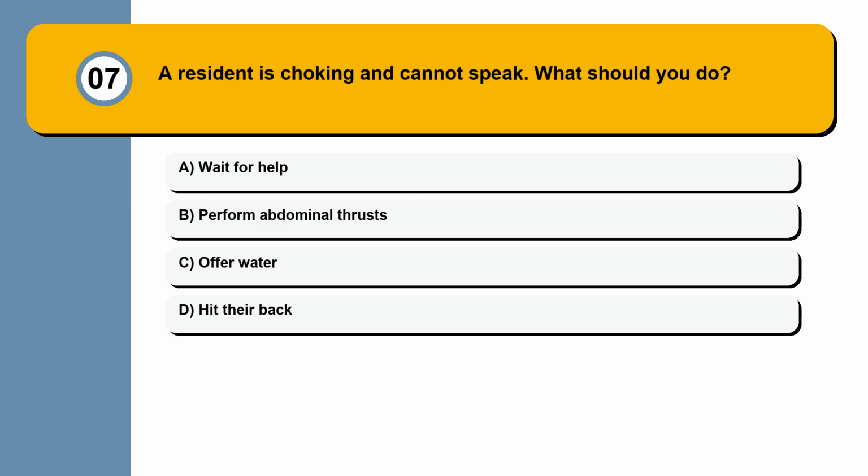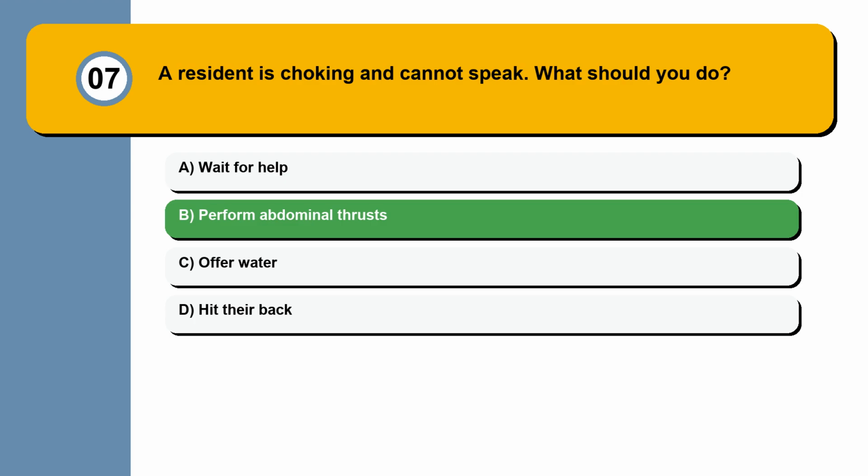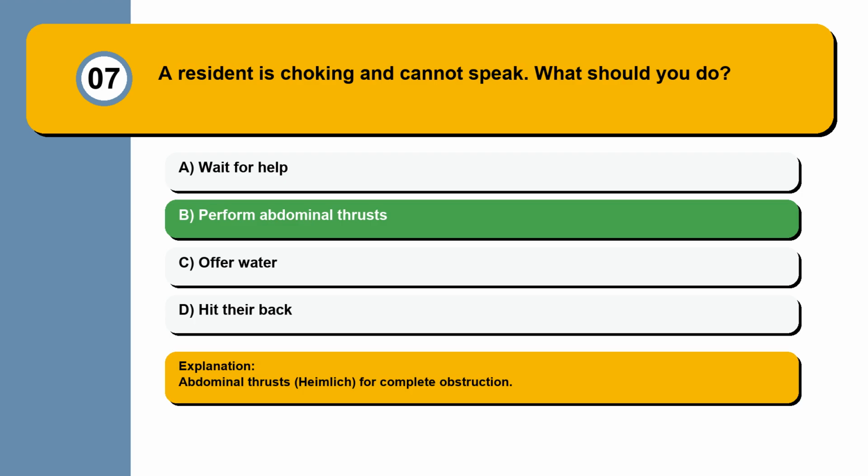Question 7. A resident is choking and cannot speak. What should you do? Wait for help. Perform abdominal thrusts. Offer water. Hit their back. Abdominal thrusts, Heimlich, for complete obstruction.